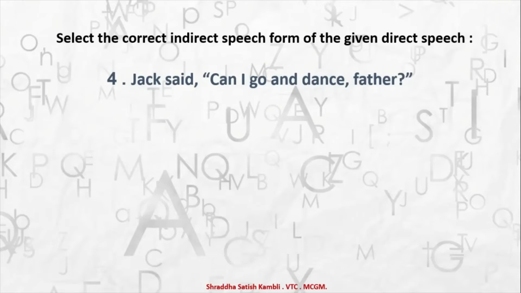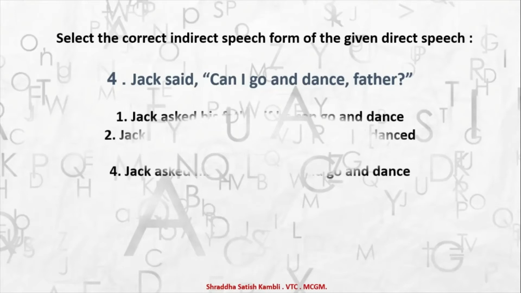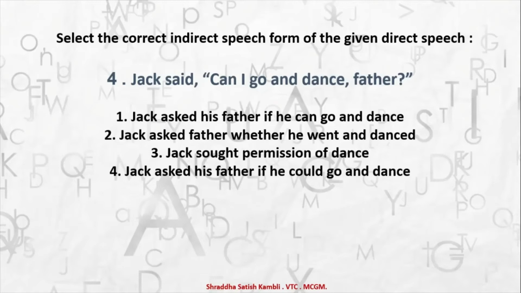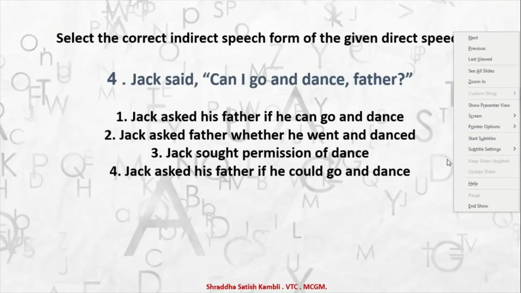Coming to example 4 in this pattern, Jack said, "Can I go and dance, father?" So Jack is asking his father whether he can go and dance. So come on, let's see how it will be written. Jack asked his father if he can go and dance. Jack asked father whether he went and danced. Jack sought permission of dance. Jack asked his father if he could go and dance.